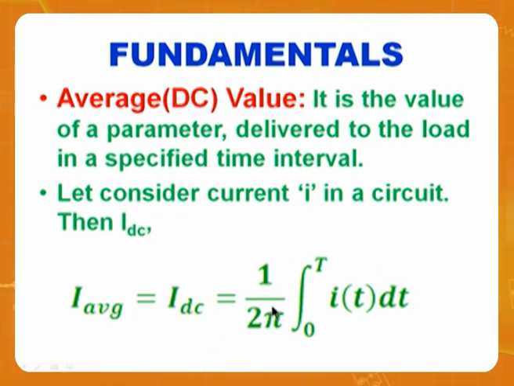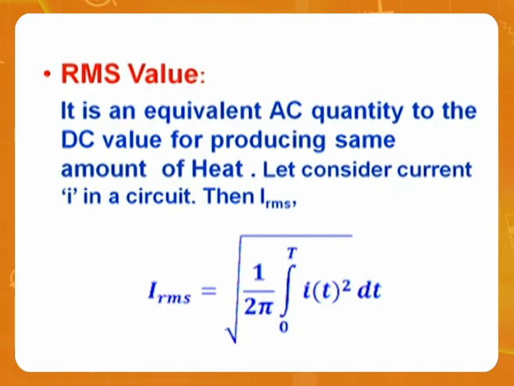Average value means DC content. That's why it can be called a DC value or average value. Second definition: root mean square value, the RMS value. If you see this, I_RMS is the root of 1/2π times the integral of the square, that is, the mean square. So the root mean square value is defined.